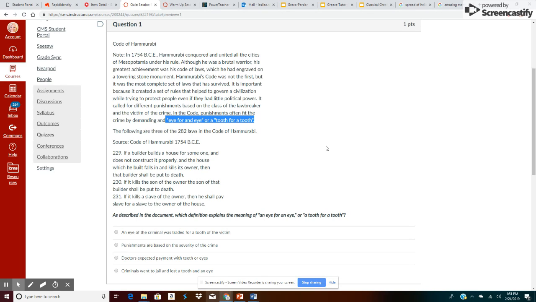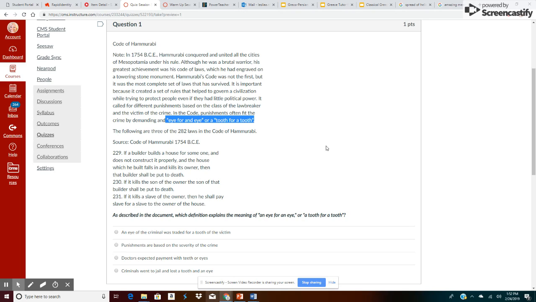Note, in 1754 BCE, Hammurabi conquered and united all the cities of Mesopotamia under his rule. Although he was a brutal warrior, his greatest achievement was his code of laws, which he engraved on a towering stone monument. Hammurabi's code was not the first, but it was the most complete set of laws that has survived. It is important because it created a set of rules that helped govern a civilization while trying to protect its people, even if they had little political power. It called for different punishments based on the class of the lawbreaker and the victim of the crime. The code's punishments often fit the crime by demanding an eye for an eye and a tooth for a tooth.